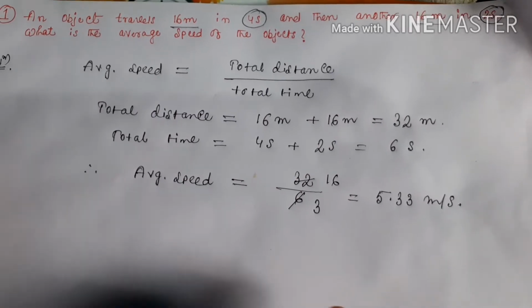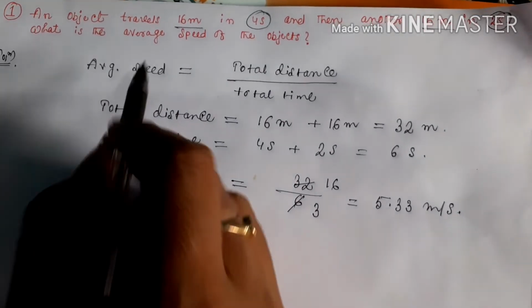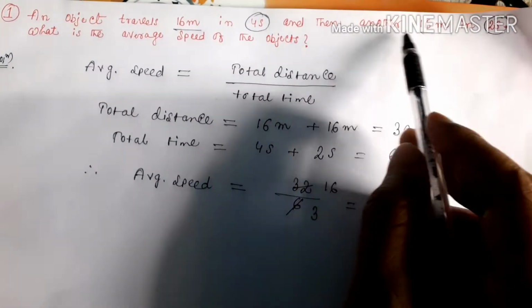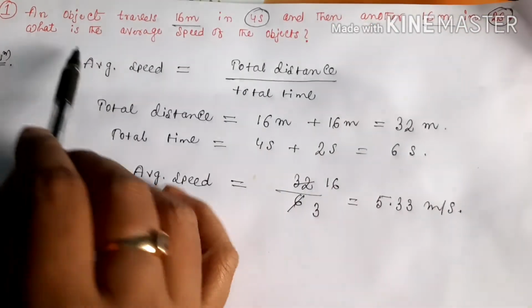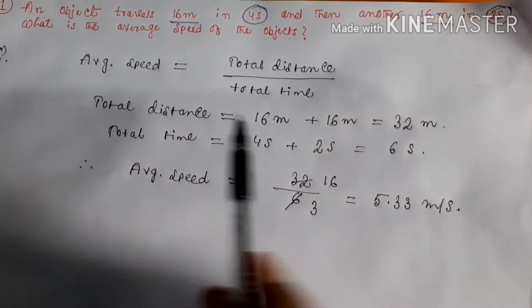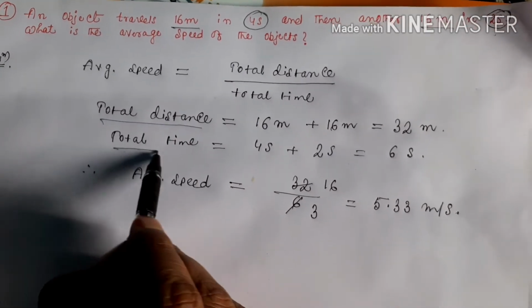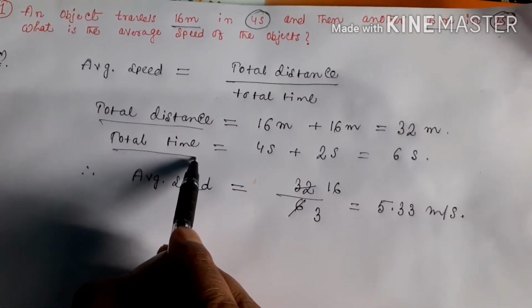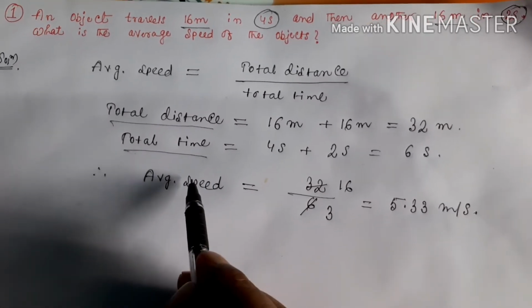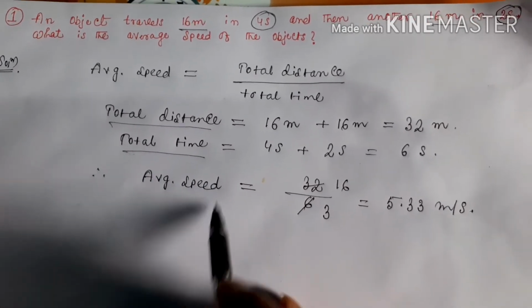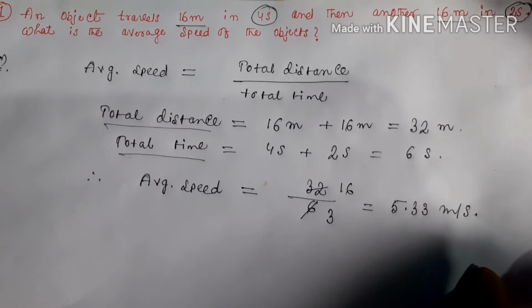What we have calculated here: an object travels 16 meters in 4 seconds and then another 16 meters in 2 seconds. What will be the average speed of the body? We first calculated the total distance of the body, then the total time taken, then the average speed of the body. That is the first numerical. Next, come to the next numerical.